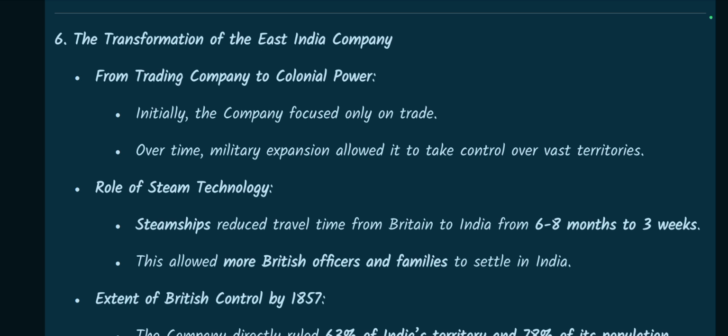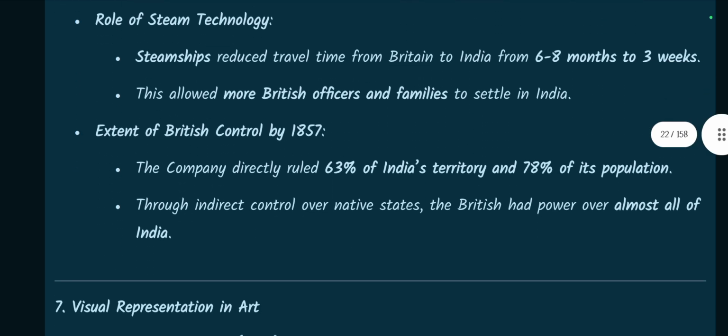Role of steam technology: steamships reduced travel time from Britain to India from 6 to 8 months to 3 weeks. This allowed more British officers and families to settle in India.